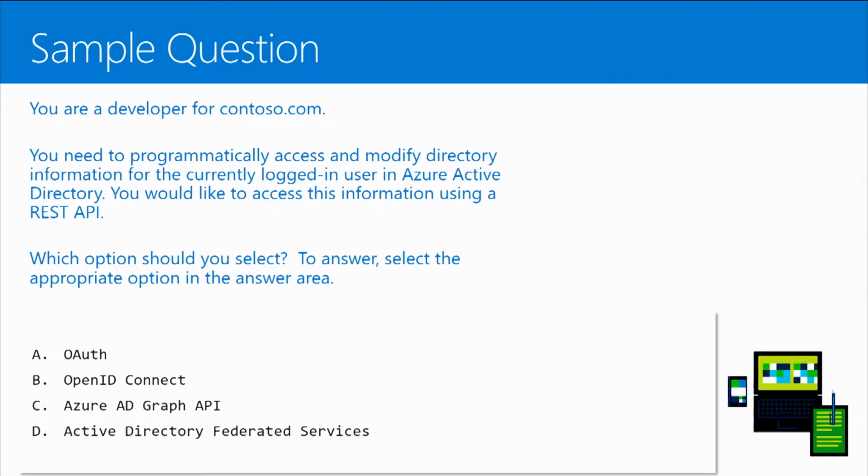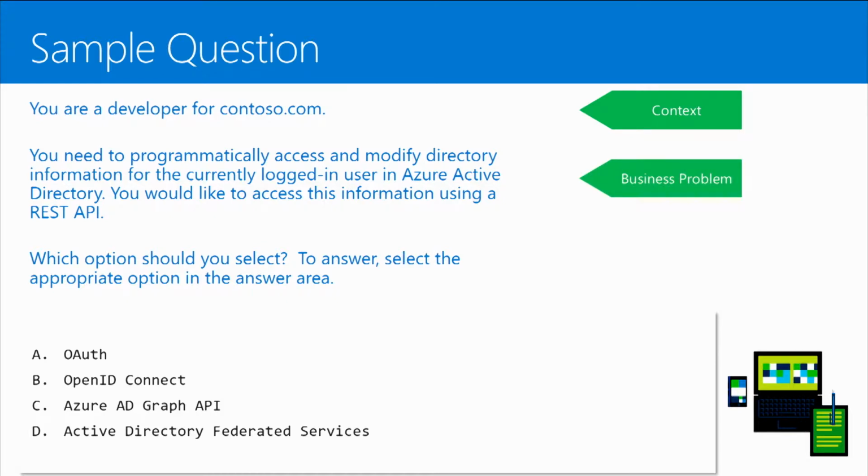So let's look at a sample question. Here, the business context is that you're a developer for Contoso.com. The business problem is that you need to programmatically access and modify directory information for the currently logged in user in Azure Active Directory. You would like to access this information using a REST API. So you need directory information, profile information for the users currently logged in. Which option should you select?